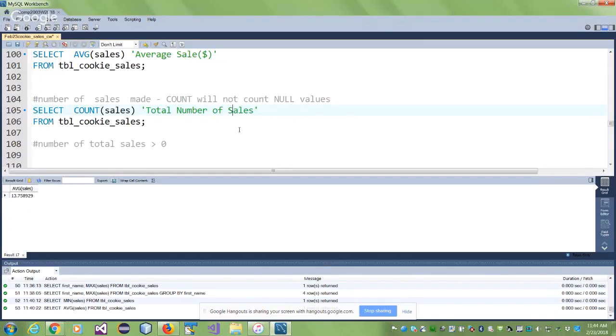And you see in the next question, I say number of total sales should be greater than 0. But here I simply say how many counts. But it will not count null values. Count will not count null values. That's a rule for count. Okay, that's how it works.